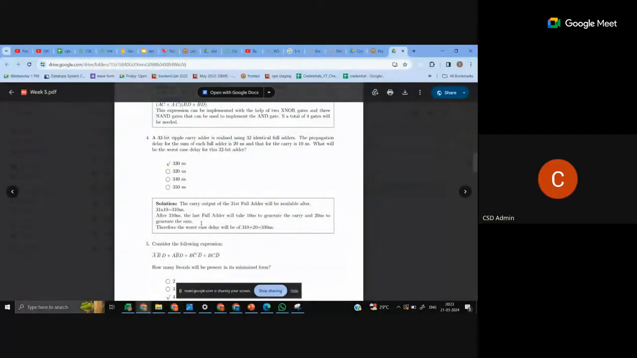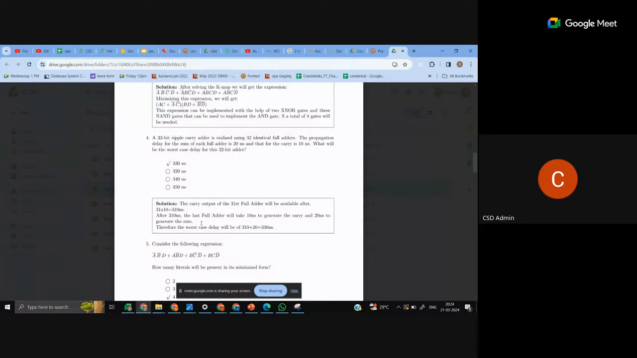So, a 32-bit ripple carry adder is realized using 32 identical full adders. The propagation delay for the sum of each full adder is 20 nanoseconds, and that for the carry is 10 nanoseconds. So, what will be the worst case delay for the 32-bit adder? You can see that for 31 stages the carry delay is required, so you multiply 31 into 10, and for the sum part we require only one more delay of 20.